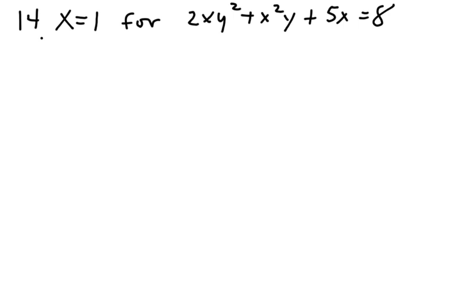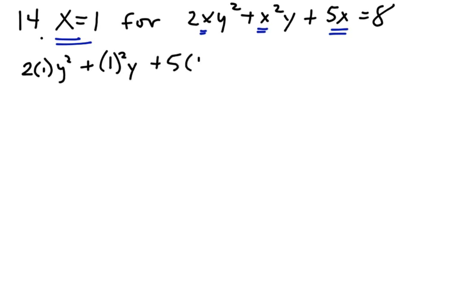So, to write an equation for a tangent line, we need two things, a point and a slope. Let's get our point first. We know what the x coordinate is, so we're going to plug that in for the x's in the equation and solve for y to see what the corresponding y would be. 2 times 1 times y squared plus 1 squared y plus 5 times 1 equals 8. So that's 2y squared plus y plus 5 equals 8.